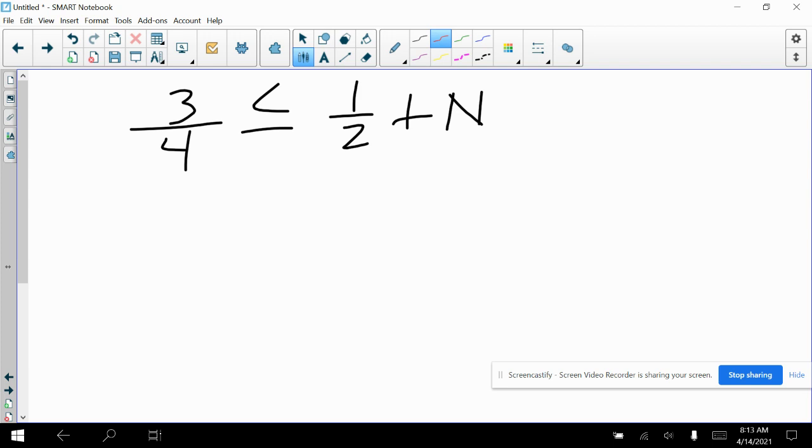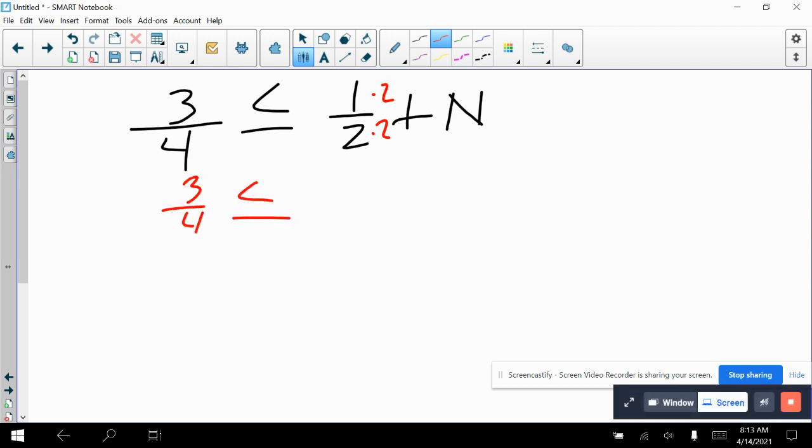Yeah, we want to find a common denominator first. Okay, I mean, do you have to? No, but it'll make your life easier, right? Then you can just subtract and move on, right? All right, so obviously the common denominator here would be 4, right? So we have 3/4 is less than or equal to 2/4 plus n. Now to Brady's point, now we can just subtract.